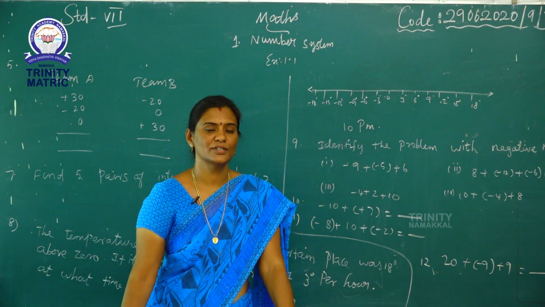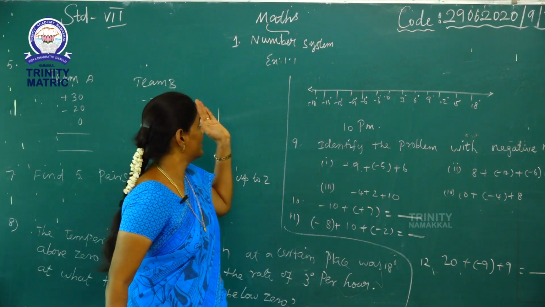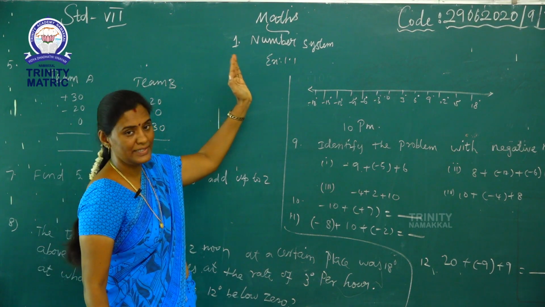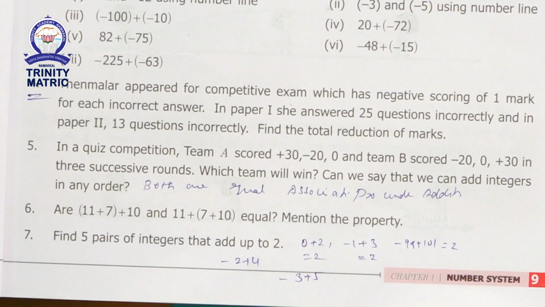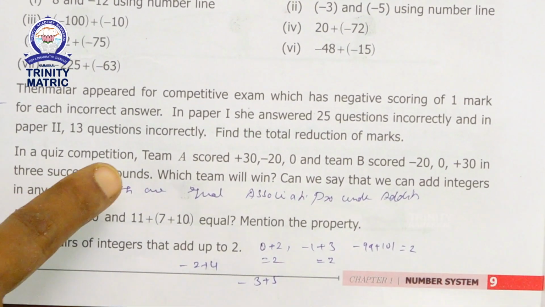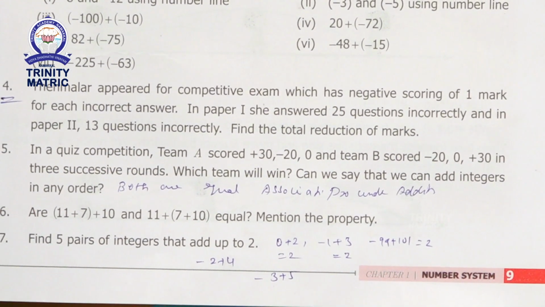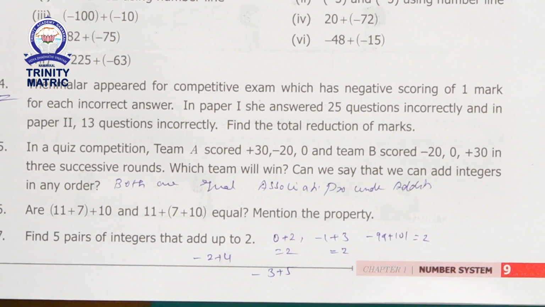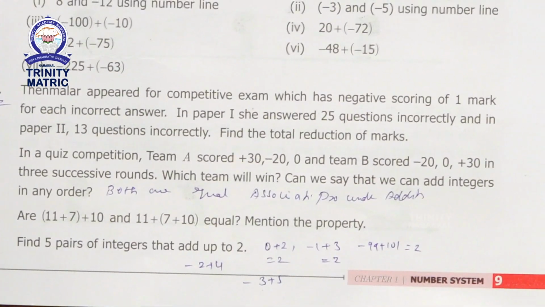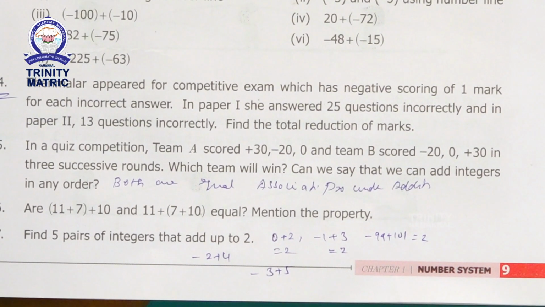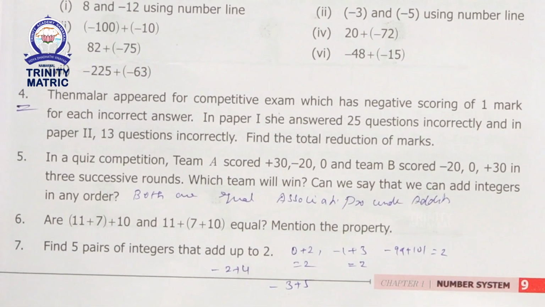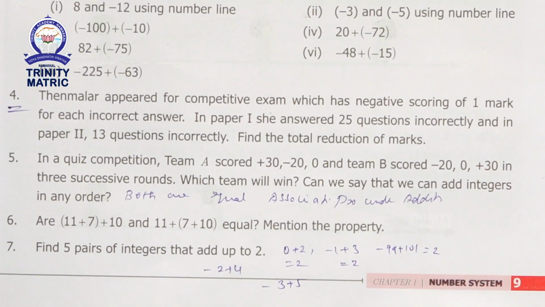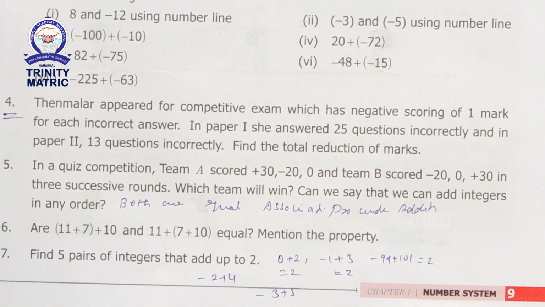Good morning students. Today we are going to see 7th standard Maths chapter 1, number system, exercise 1.1, 5th sum. In a quiz competition, team A scored plus 30, minus 20, 0 and team B scored minus 20, 0, plus 30 in 3 successive rounds. Which team will win? Can we say that we can add integers in any order?